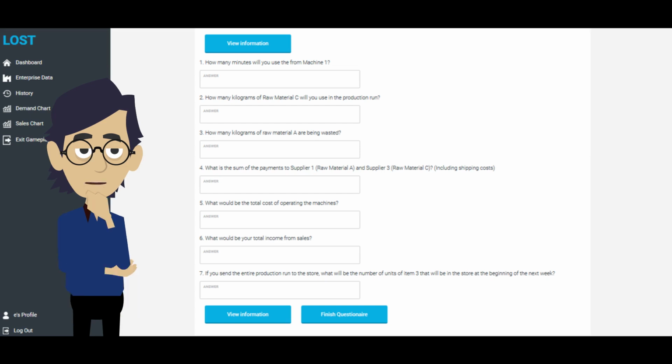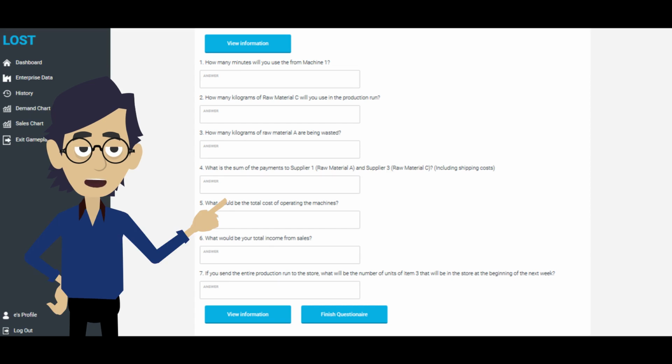The third question refers to how many kilograms are wasted from one of the raw materials. You must remember that the quantities that would be used in the production have already been decided, and that quantity that is not used must be discarded. The fourth question refers to the payments that will be made to the suppliers, due to the orders that were made during the week. This was explained by Jenny in the previous video.